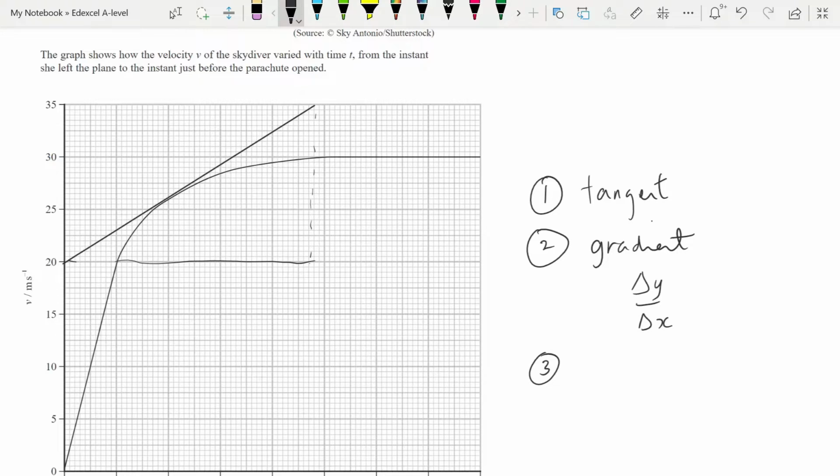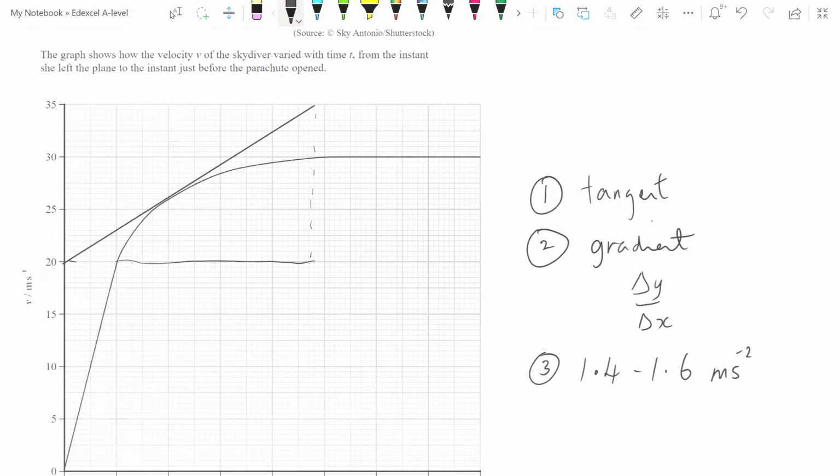So this is where the quality of your tangent comes in. And at this point, you should be getting an answer between 1.4 and 1.6 meters per second squared. So if your tangent is off, you won't lie between those points. And you see there is quite a generous range here. But I say it's quite a generous range for a good tangent.